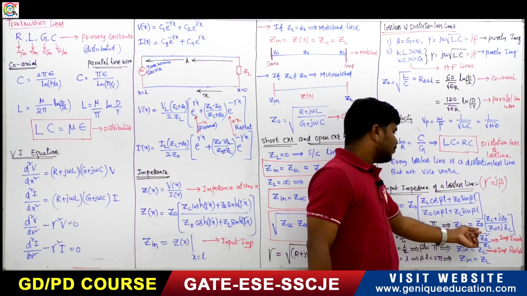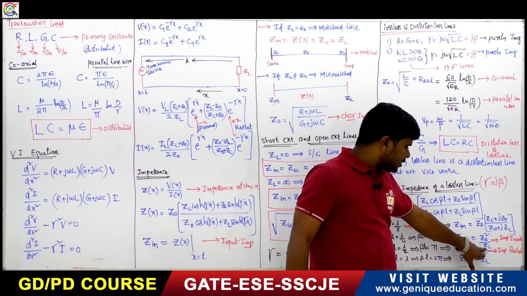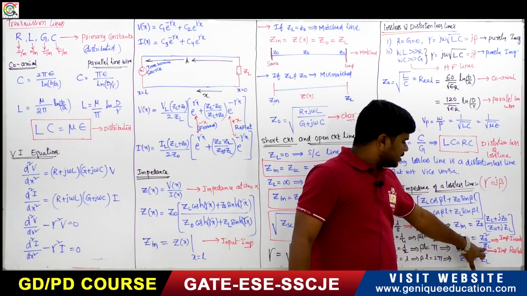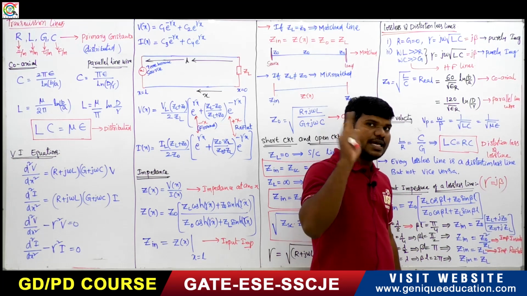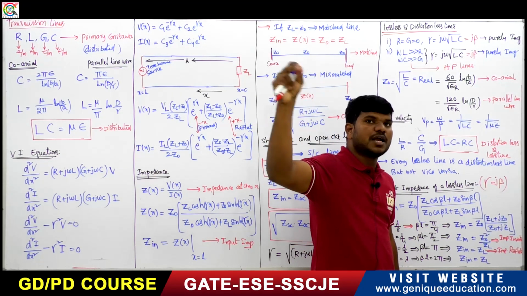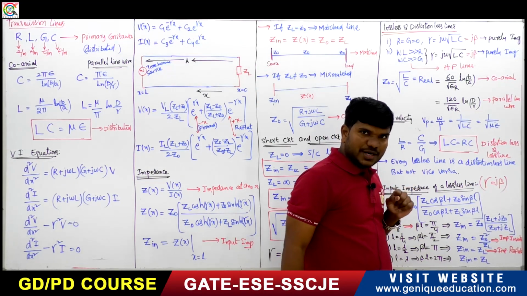Suppose you take a short circuited line, which means ZL is equal to 0. If ZL is equal to 0 here, Zin will be infinity. Means if you are taking a short circuited line, the input impedance of that short circuit line will become infinity, meaning open circuited nature.